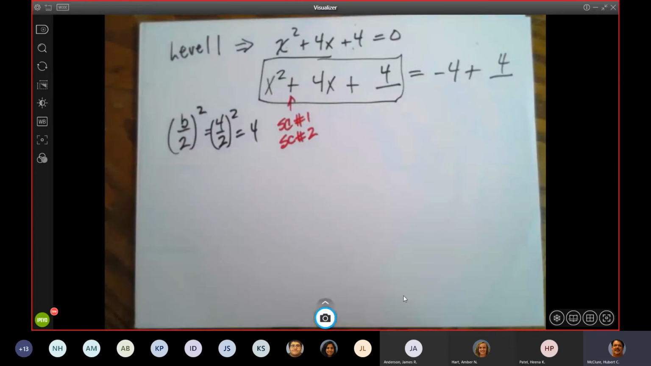Now you see why you suck at algebra if you don't know those shortcuts? Because you're going to suck at completing the square too. Perfect square. Good job, Mr. O'Quinn.